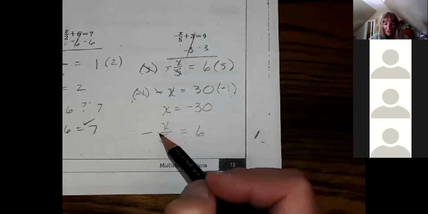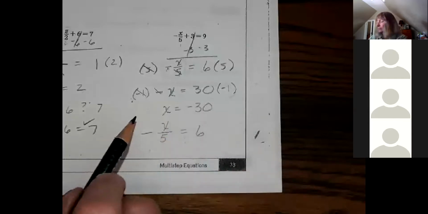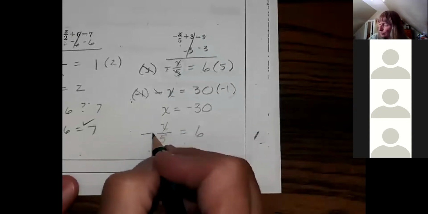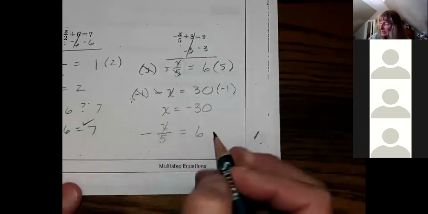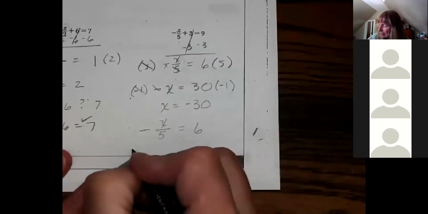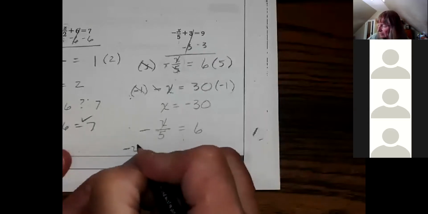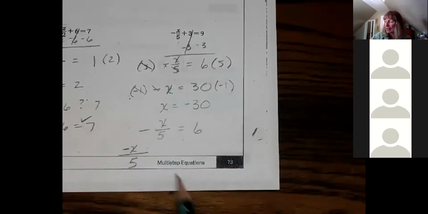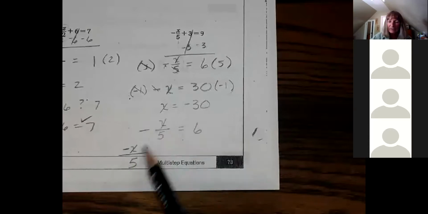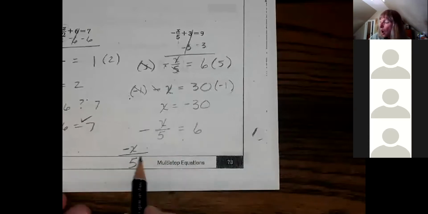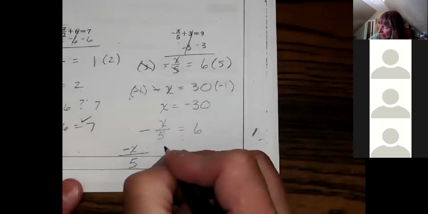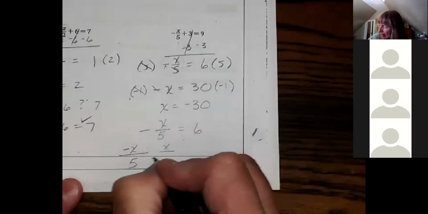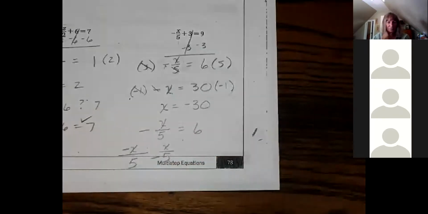As it turns out, I could write this fraction instead of this way. I could write it as -x divided by 5. And that is exactly the same thing. Or I could write it as x divided by -5.